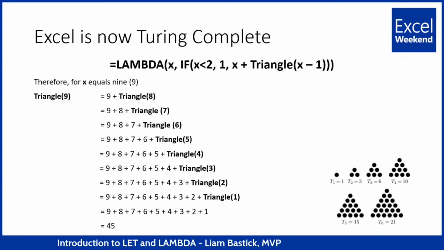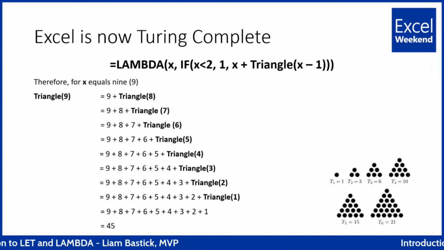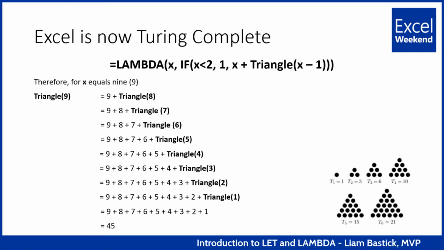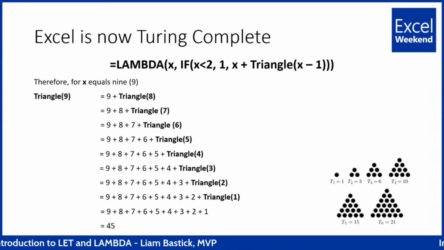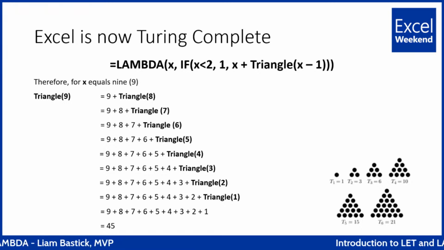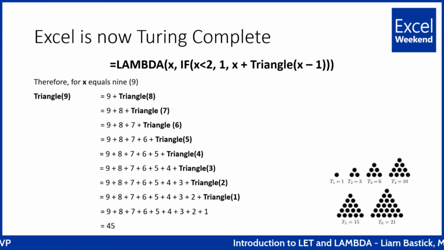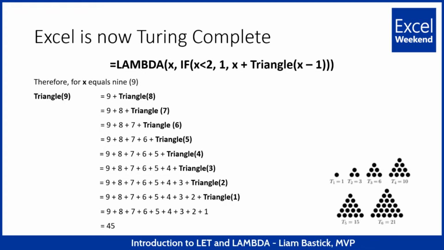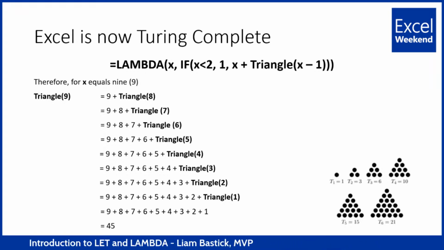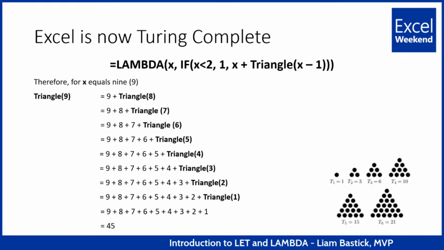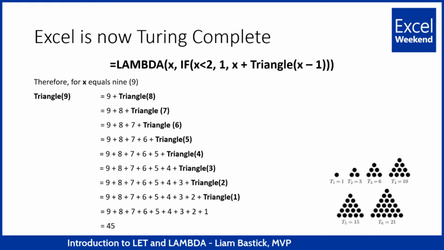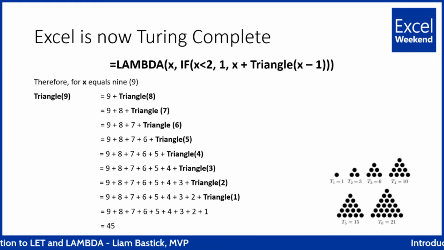So what happens is triangle of 9 equals 9 plus triangle 8. Well, that will equal 9 plus 8 plus the triangle of 7, which will equal 9 plus 8 plus 7 plus triangle of 6, etc., until you finally get down to 9 plus 8 plus 7 plus 6 plus 5 plus 4 plus 3 plus 2 plus triangle of 1, which we've defined as 1. So when you add those together, you get 45. It ends up calling this triangle calculation 1, 2, 3, 4, 5, 6, 7, 8 times. So perhaps not quite as efficient as the LET function we were talking about earlier, but it's a way of getting recursion in there. So let's go and do this in Excel right now.